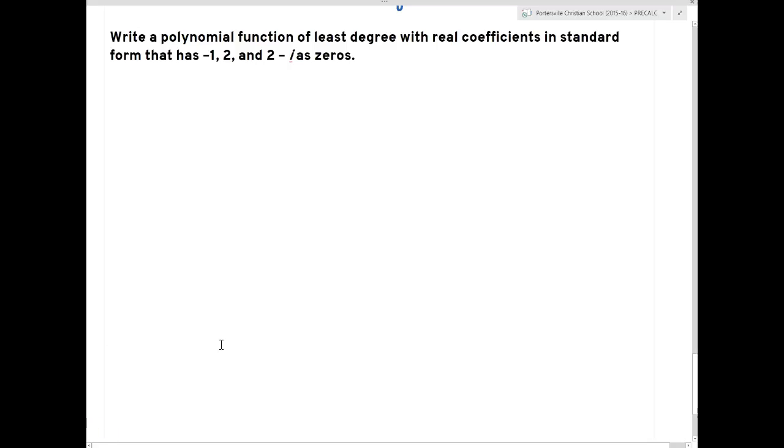Now we've got an example where they're asking us to generate our own polynomial when they've given us the zeros. And obviously there's an infinite number of possibilities here. We could write plenty of polynomial functions that could have these zeros of negative 1, 2, and 2 minus i. But they're asking us to do it with the function of least degree. And when we do this, we're going to do a little trick to make our lives easier, because there's a lot of math involved here, unfortunately.